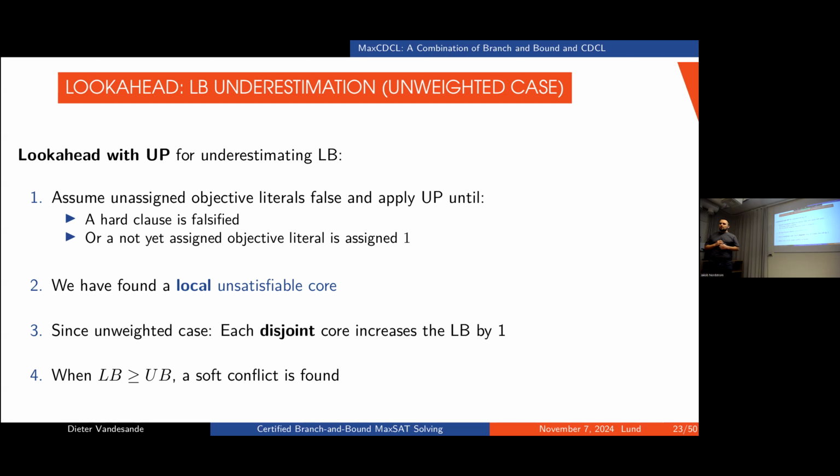I will first show you the unweighted case. All of these local unsatisfiable cores will be disjoint. So every core increases the lower bound by 1. If we have found enough of these cores, then the lower bound is greater than or equal to the upper bound, and therefore a soft conflict is found.